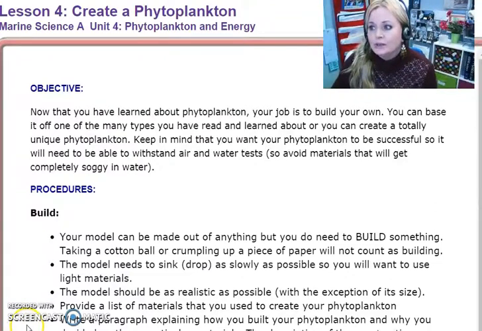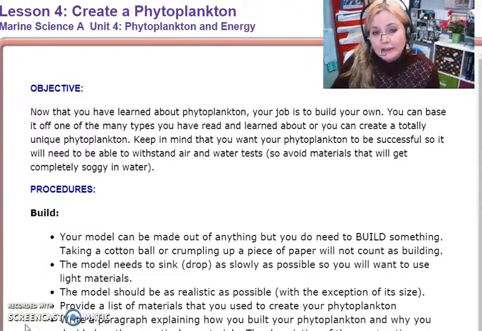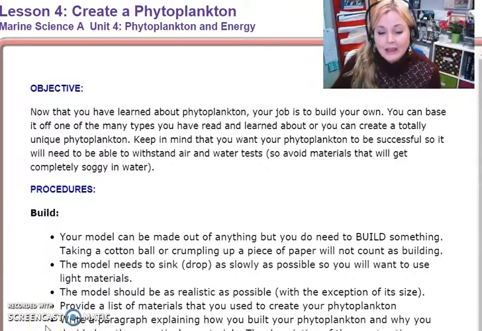So what you need to do is design a plankton. And in order to do this, you should know something about different types of plankton, phytoplankton and zooplankton. Remembering that phytoplankton are plant-like plankton and zooplankton are animal-like plankton. These are not plants and animals. They're actually protists, a different kingdom of living things. But they have characteristics of both plants and animals, which is how they've been classified as such.